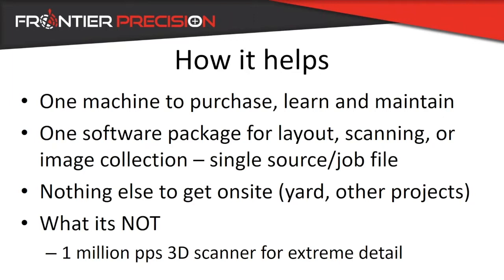Along with that one machine, it's one software. So you have Trimble Access for your layout, for your scanning job files, for your images that you collect. It's a single source, it's a single job file. There's no more, I don't quite know how to use that software because I haven't used it very often. It's all right there. So it's a big benefit. It saves you with your implementation by just one piece of equipment, and one user can do multiple tasks and get all the information. And the other thing is that you don't need to have anything else on site.